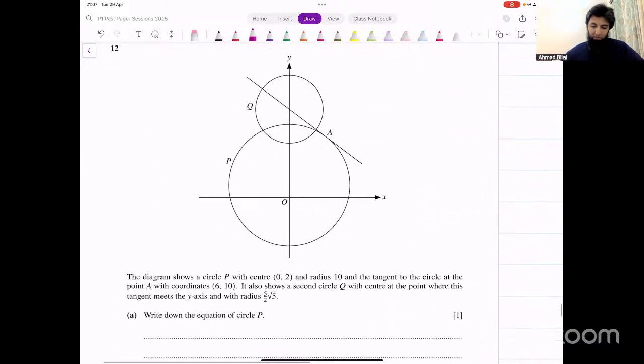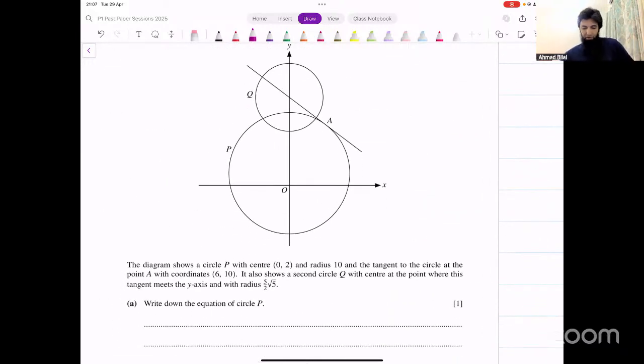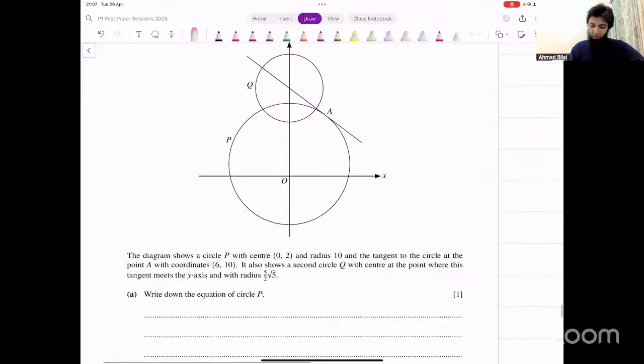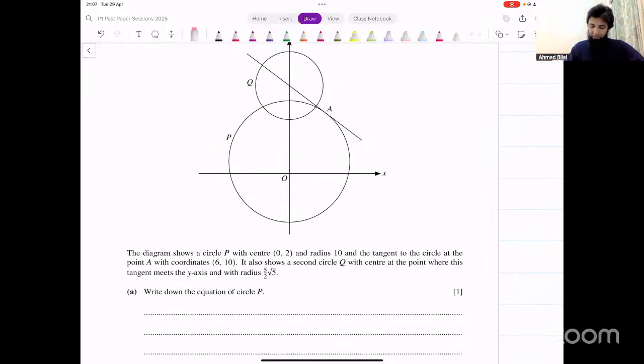The last question now, question number 12. It looks like a weird diagram. The diagram shows a circle P with center (0, 2). Okay, so we've got this circle here that has center (0, 2), and radius is 10. So for the bigger circle, the radius is 10 and its center is at (0, 2).